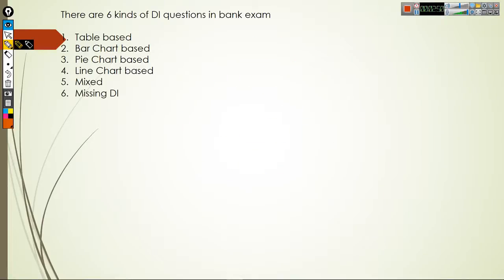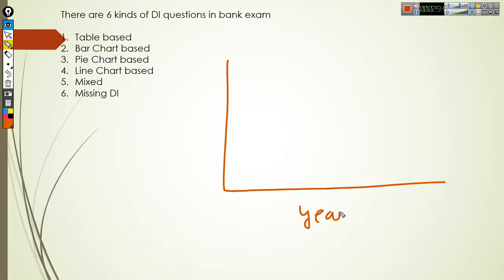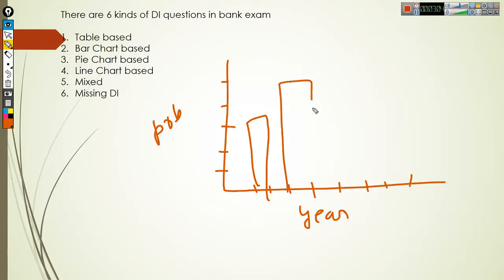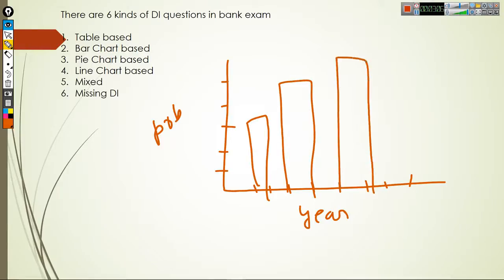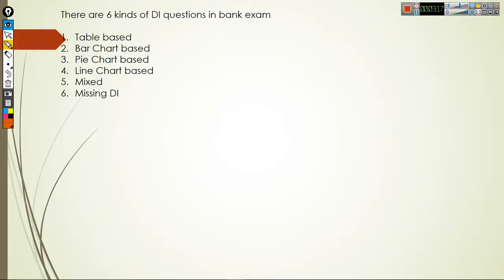And what is a bar chart? A bar chart is something like this. Suppose year and population are given, and there will be some bars like this. Understanding bar graphs is also very easy. I will tell you how to read the graph and how to solve the question. So I'm just telling you what a bar chart is.